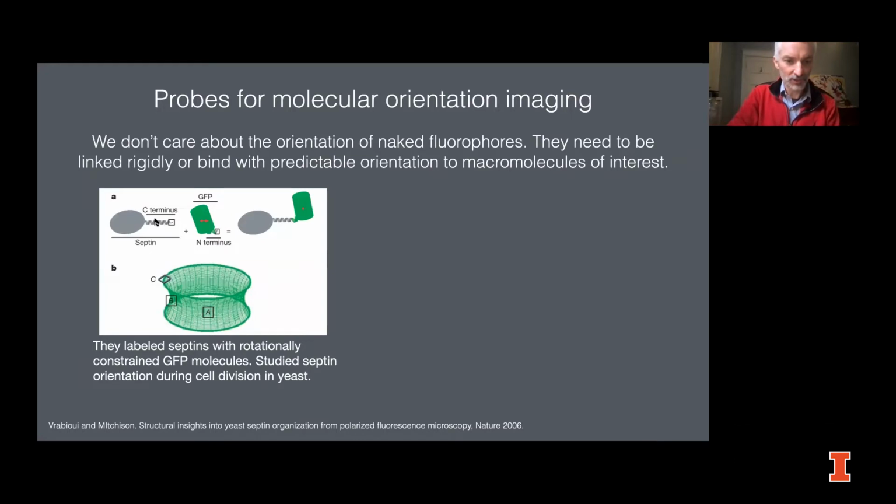And so what people have done is you take a protein of interest. So here's a septin, and they link to it a GFP with a very rigid linker. And the rigidity is important. You don't want the GFP to be flopping around and tumbling around, because then you're going to average out all these polarization effects and you're not going to see it. You'd like to know that if you detect the orientation of the GFP, here being kind of vertical, it's telling you something.